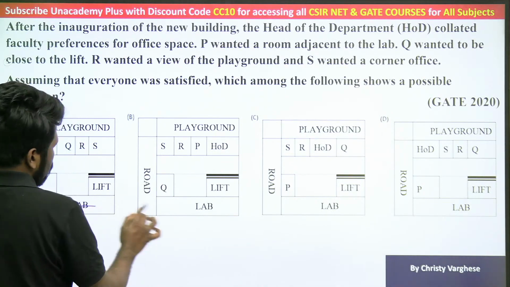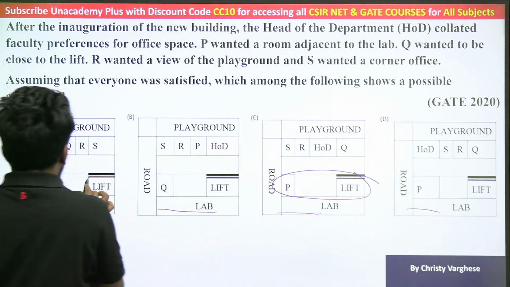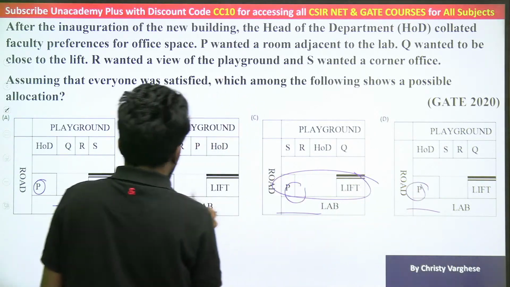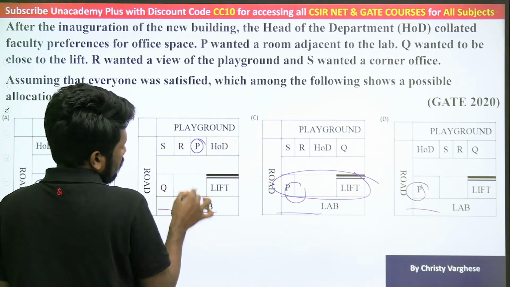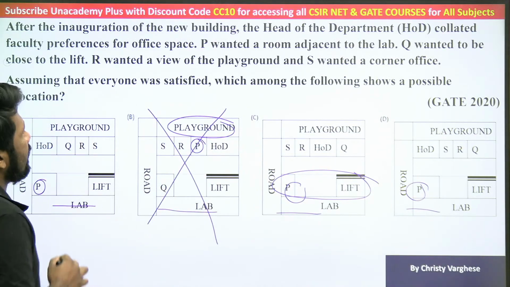this is a lab. So on this wing, P wanted the room. So P wanted the room in this wing. Three options are satisfying that, but this option is not adjacent to the lab. It is adjacent to playground. So option B can be directly eliminated.